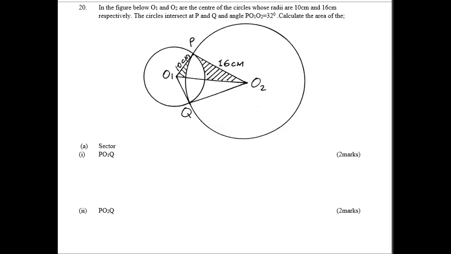And we already have PO1, which is 10. The other measurement we are given is the angle PO1M, which is 32. Using SOHCAHTOA, we can say that sine 32 is opposite over hypotenuse. PM is our opposite. I'm calling it H, and the hypotenuse is 10.